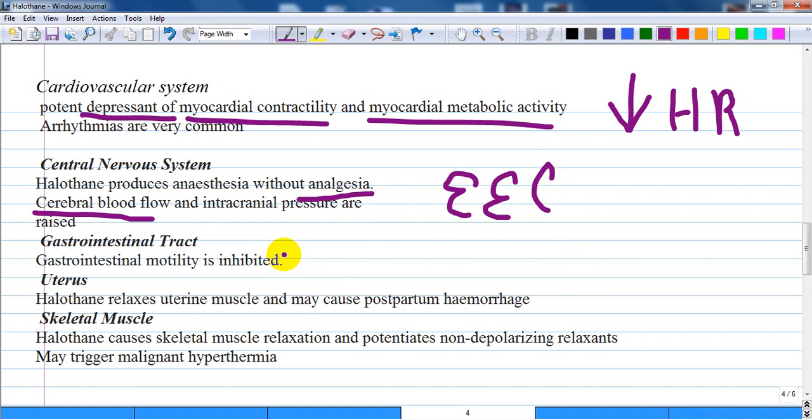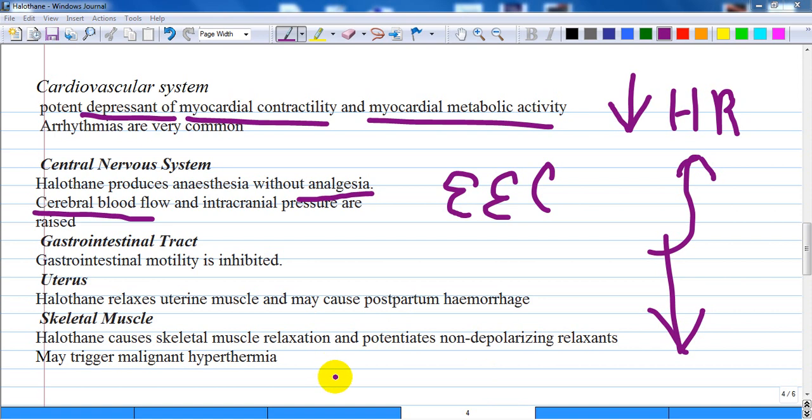How about the gastrointestinal tract? Gastrointestinal motility is inhibited. Postoperative nausea and vomiting are seldom severe. So no motility, then it comes back, producing symptoms like nausea and vomiting. Halothane relaxes the uterus and can cause postpartum hemorrhage. It is good that it relaxes the uterus, but if you need contractions, you can add some oxytocin. It is said that a concentration of less than 0.5% is not associated with increased blood loss in C-section.